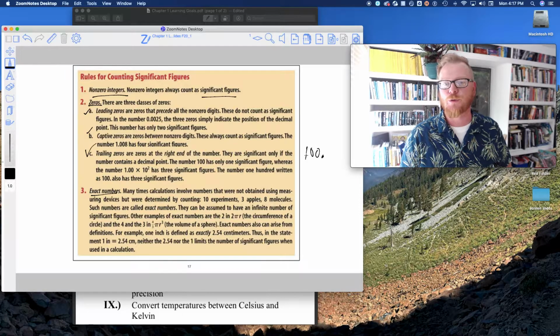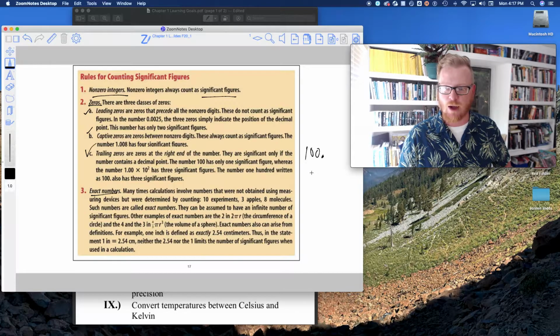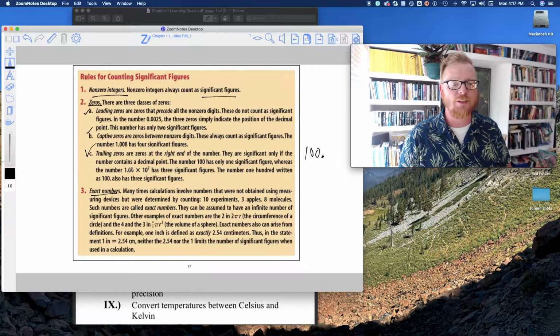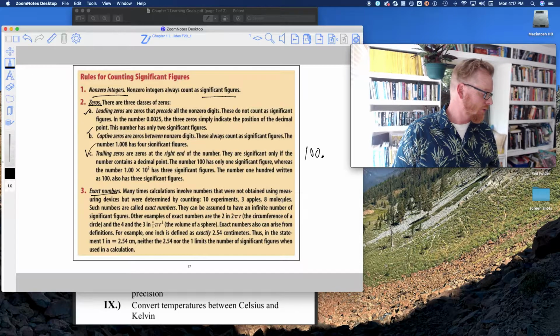I know this looks really goofy to write 100 like this, but this is legit. This is how we do it. Also, if you wrote 1.00 times 10 to the 2, that also has 3 significant digits because the zeros following the decimal point count as significant. And then finally, we have exact numbers, which count as things that we can count up, like 10 experiments, 3 apples, or 8 molecules.